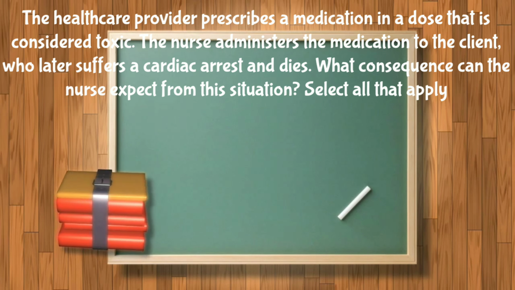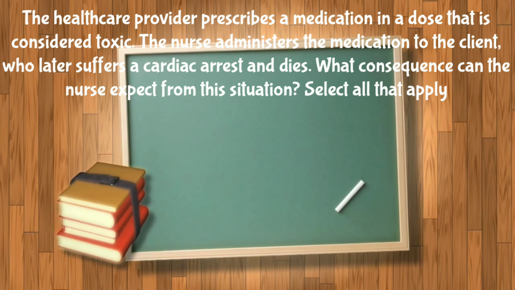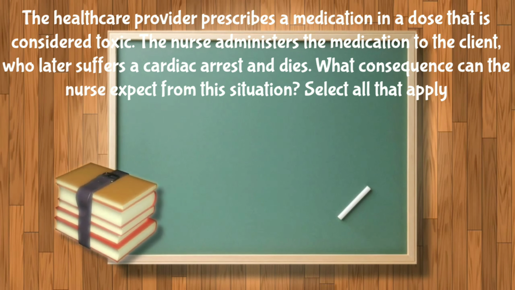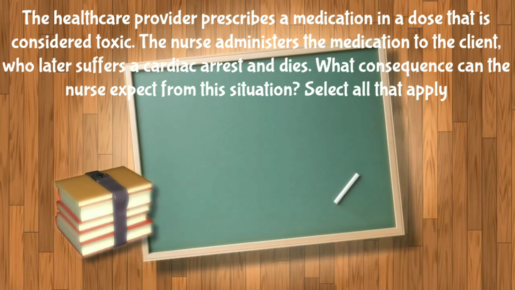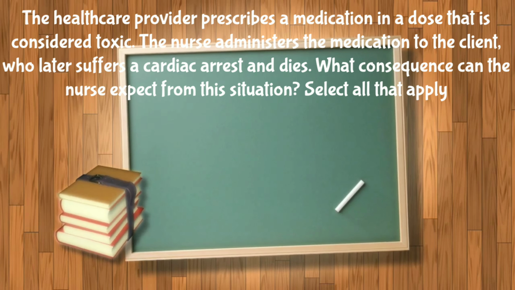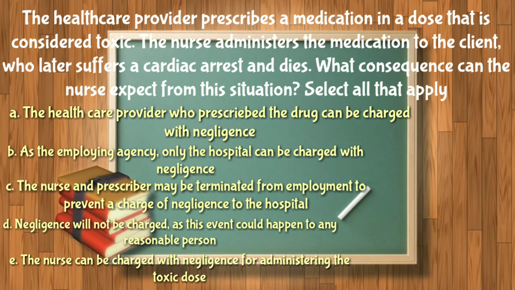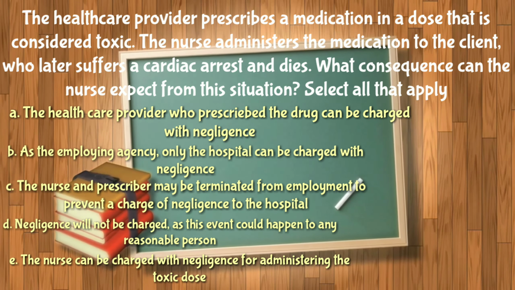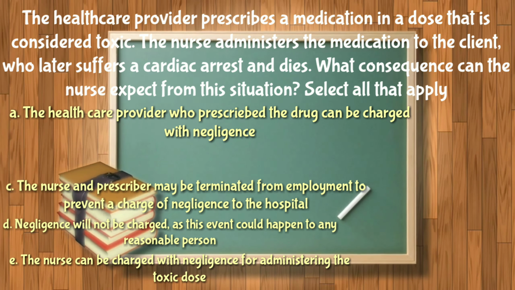The healthcare provider prescribes a medication in a dose that is considered toxic. The nurse administers the medication to the client, who later suffers a cardiac arrest and dies. What consequently can the nurse expect from this situation? SATA. On this question, the hospital can be sued as a responsible employing agency, but the healthcare provider and the nurse can also be charged with negligence. So letter B is eliminated.